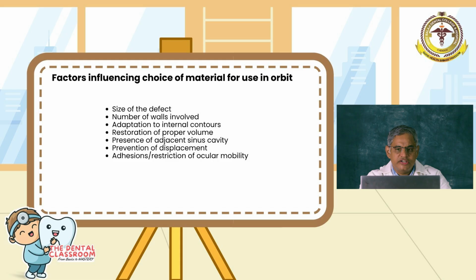Factors influencing choice of material for use in the orbit: size of the defect, number of walls involved, adaptation to internal contours, restoration of proper volume, presence of adjacent sinus cavity, prevention of displacement, adhesion and restriction of ocular mobility.